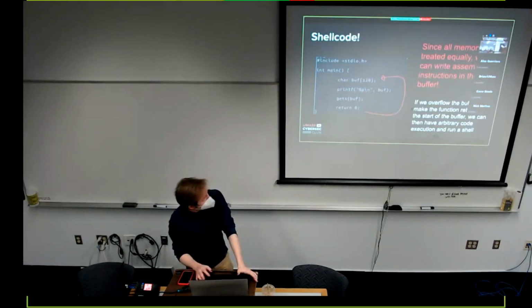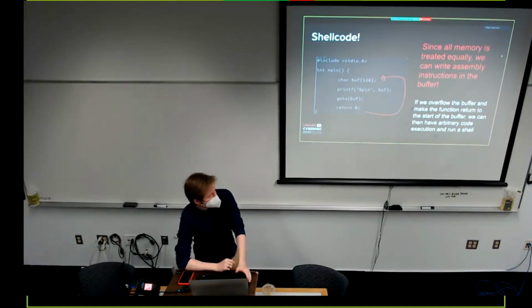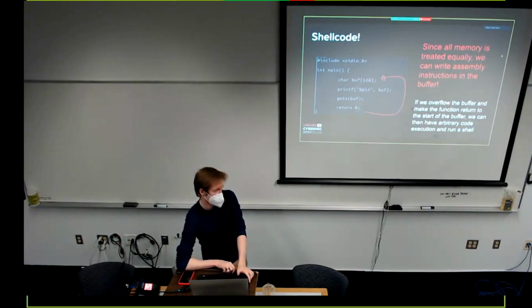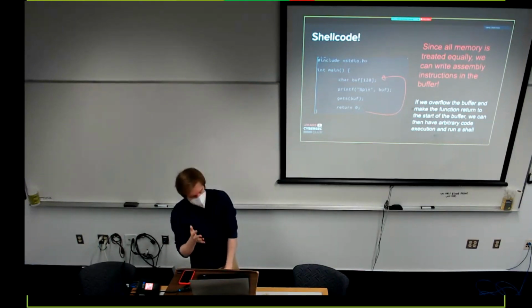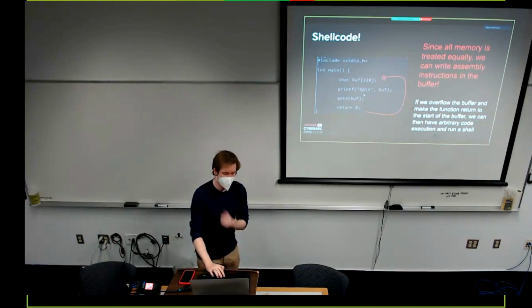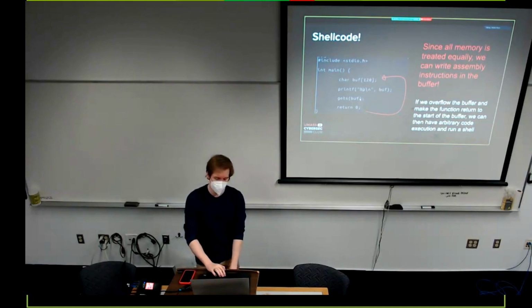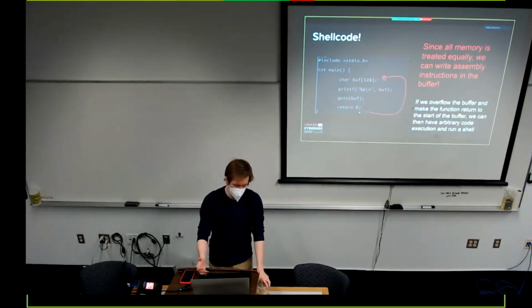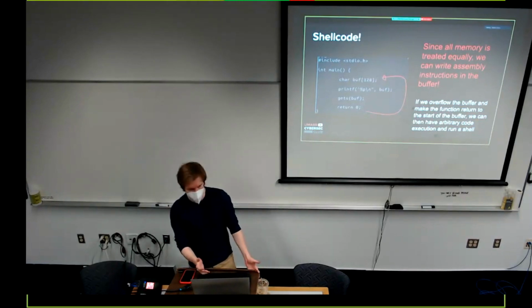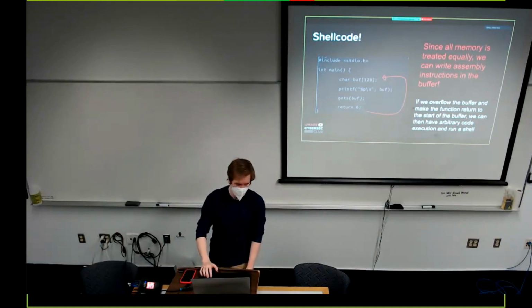So, zooming in. Because all memory is treated equally in our current scenarios, we can write assembly instructions into the buffer. We can overload the buffer and change the return address, and because we know this pointer, if we read the pointer in our exploit script before we actually write the buffer, we can redirect the return address to the start of the buffer, right? And because memory is treated equally, whatever we put in the buffer will then be executed under the pretense that we don't have security options enabled.